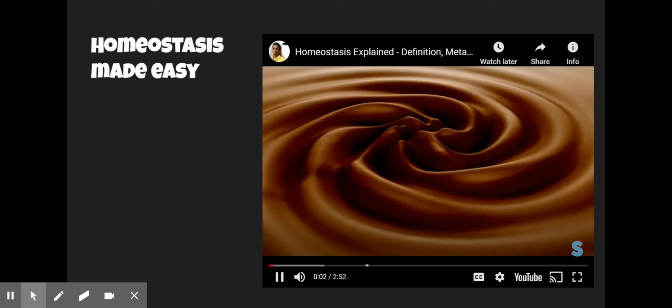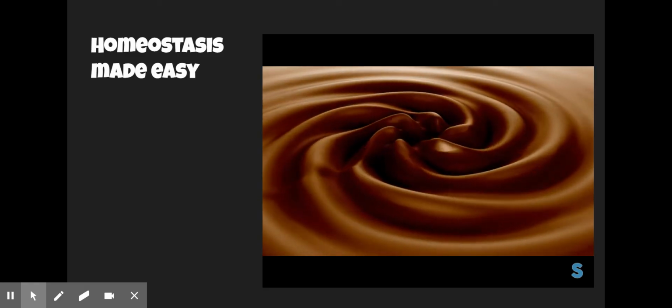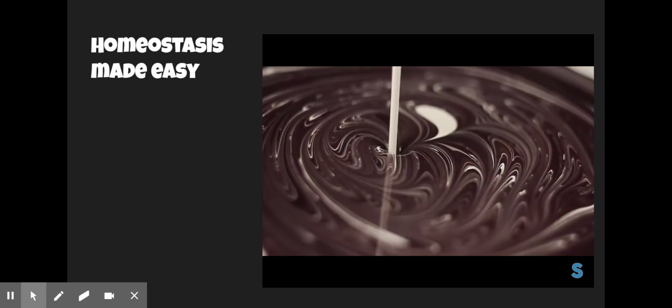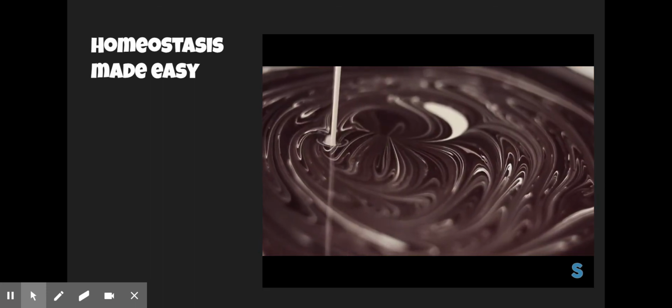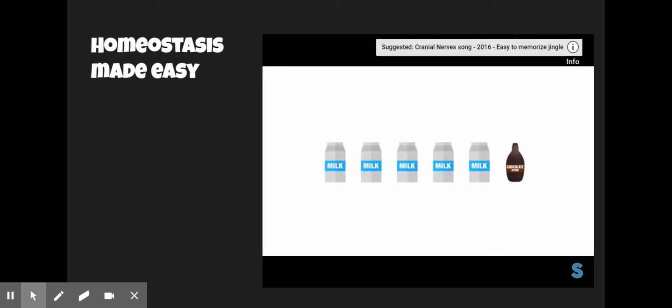Homeostasis. Ever see your mom make you hot chocolate? Have you noticed what she does when she accidentally drops a little extra chocolate syrup? She adds a little extra milk. Do you know why she does that? Because too much or too little of an ingredient can ruin your hot chocolate.